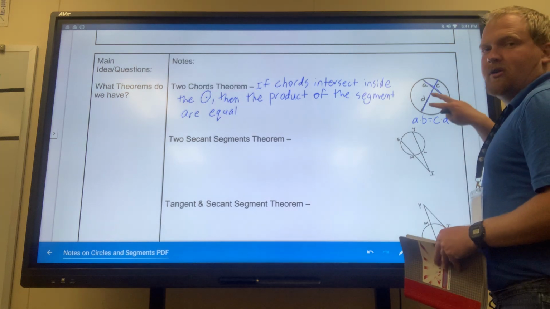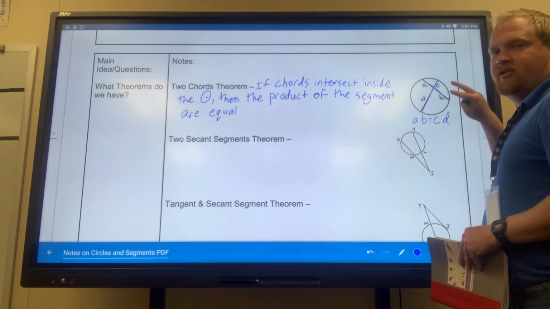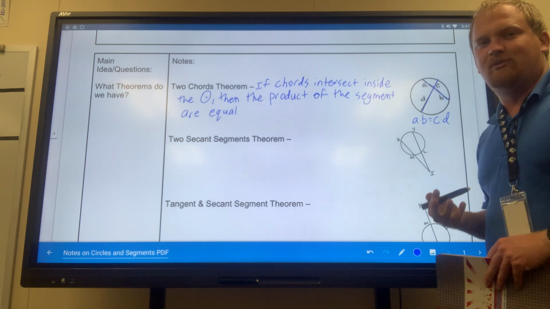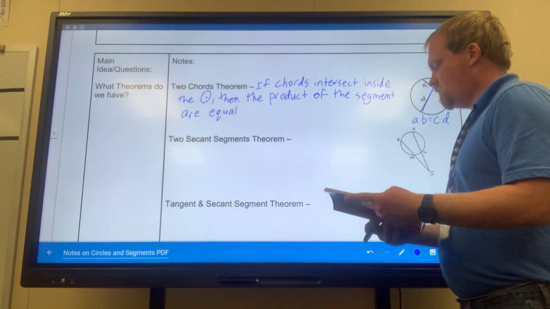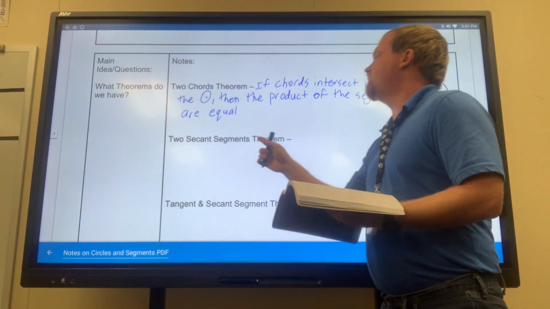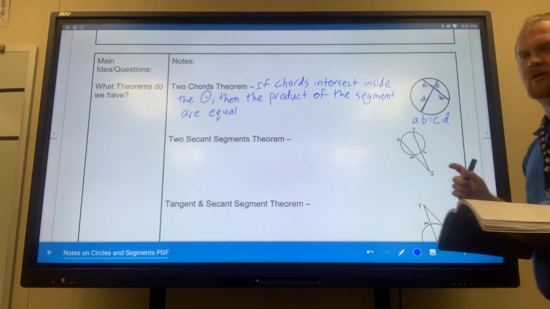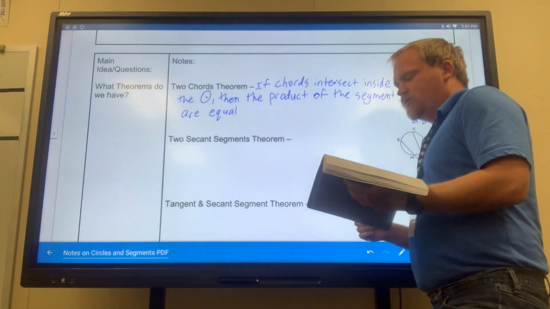So the parts that are multiplying each other are on the same chord, and that's one of the biggest things we've got to be able to remember. Now, the two secant segment theorem. This one's going to be a little bit tricky, but it's doable.